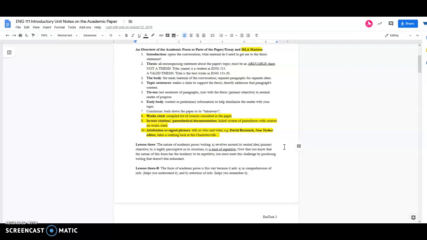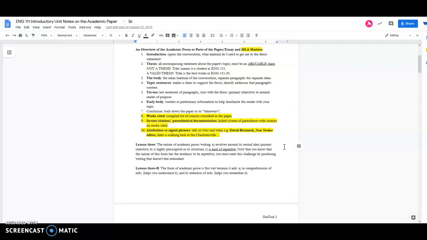Number 7, of course, is a conclusion. The conclusion boils the whole discussion down to a few takeaways. Sometimes it can be difficult not to just repeat everything you've already said, but your conclusion needs to take things a step further. Number 8, works cited.